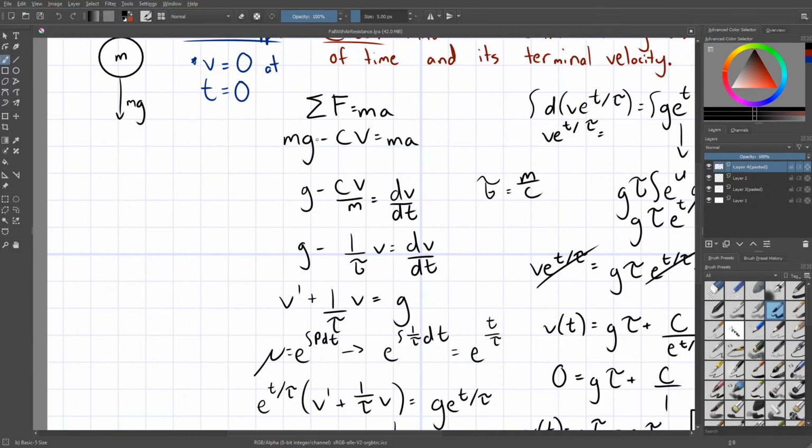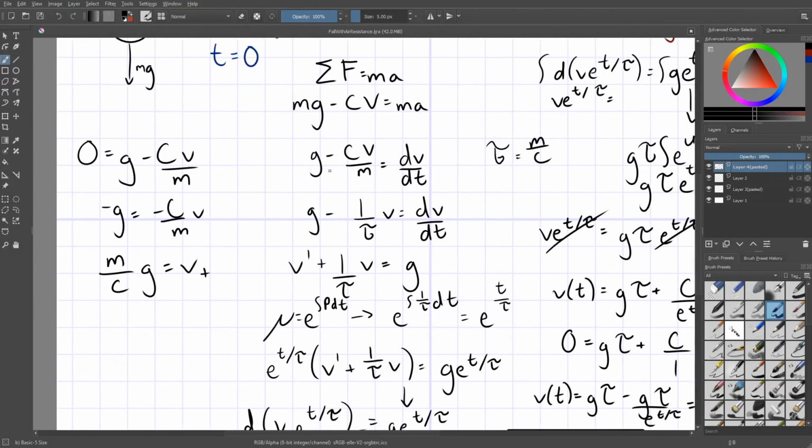So the idea here would be that your dv over dt, your acceleration, would just be 0, right? Because that's when you're moving at a constant velocity. So you would want to know when 0 equals g minus cv over m, then, right, negative g equals negative c over m times v, or m over c times g equals v terminal. And then we said that m over c is what τ equals, so τg equals v terminal.